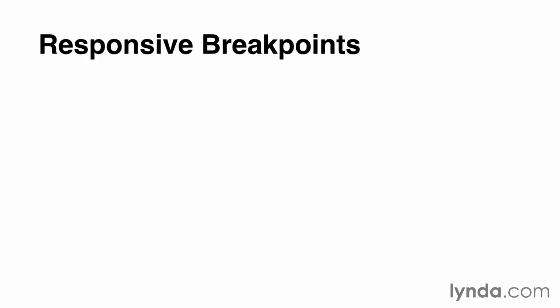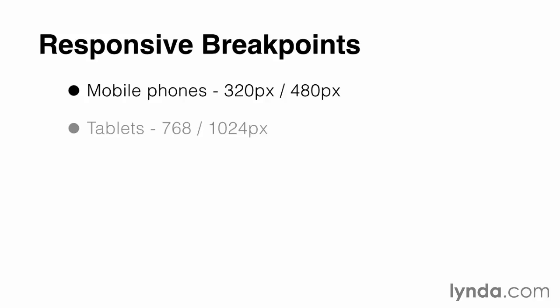Responsive breakpoints are much simpler. They usually fall into 3 to 4 categories, like mobile phones, which have a usual minimum screen size of 320 pixels and a maximum width of 480. Tablets, which have a minimum width of 768 and a max of 1024. And desktop devices pretty much take on anything larger than 1024.